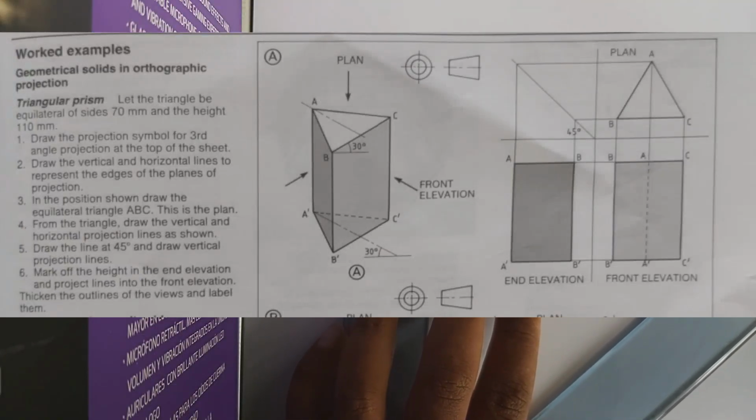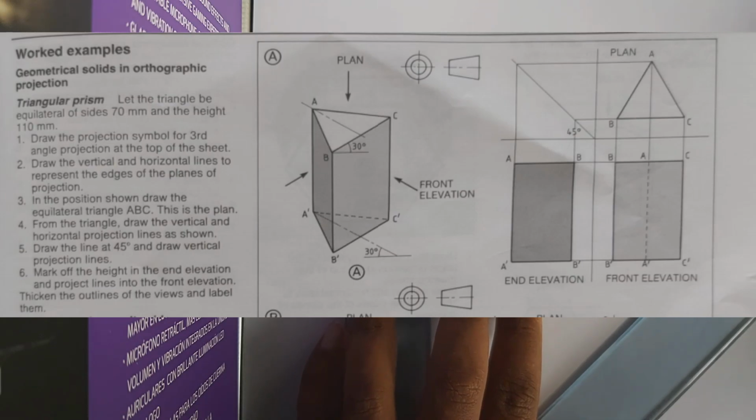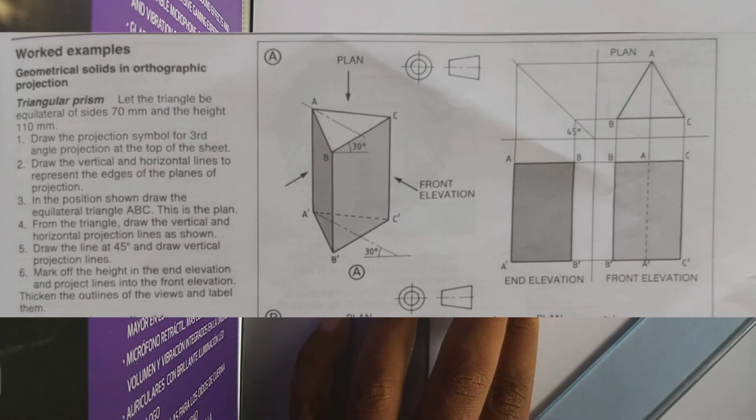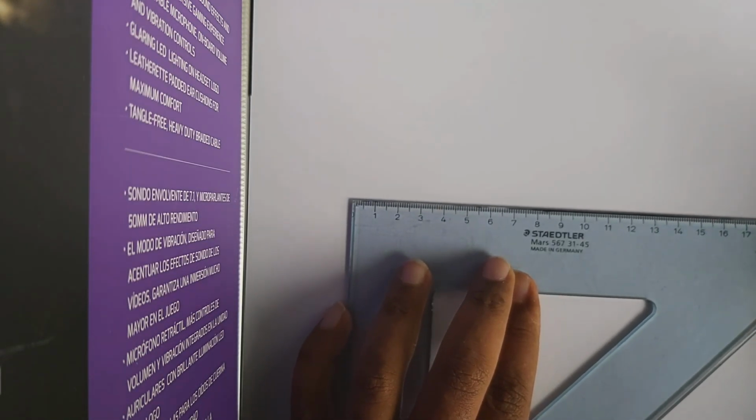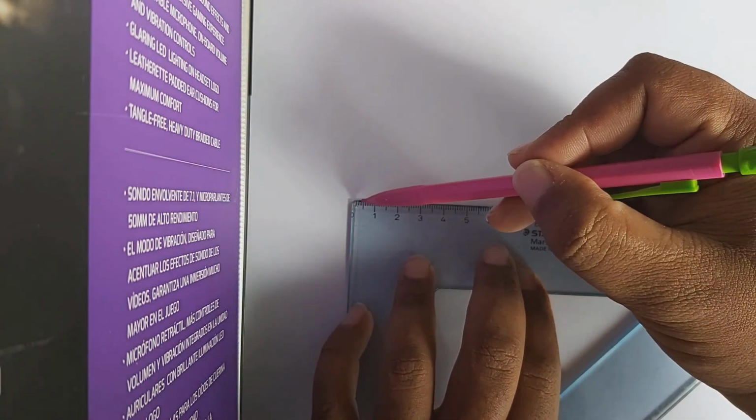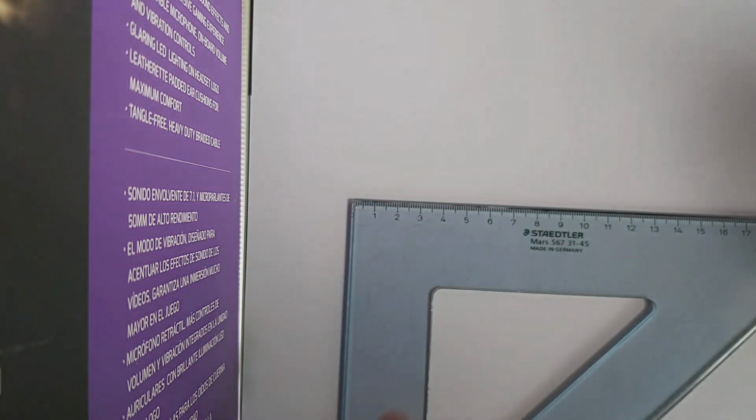Alright, so we're going to be doing the construction from the PDF that I gave you from last week, on orthographic projection. You can pause the video at the beginning to look at the method, or you can go back to the PDF. It's the first worked example.